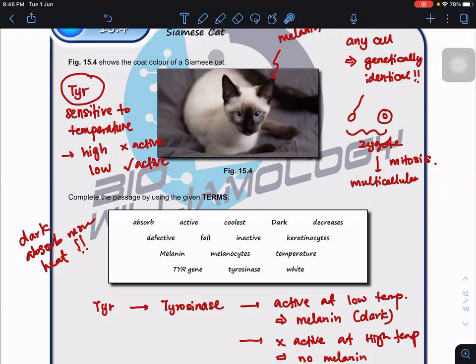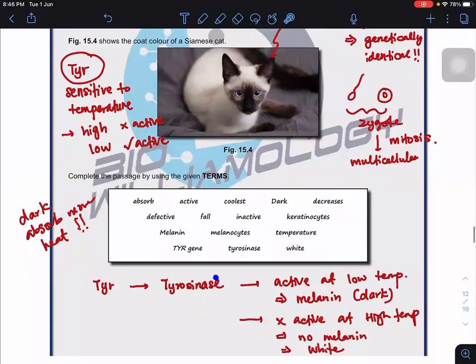And when this cat grows older and older, you can see that the body color starts to turn from white to darker and darker. Why? Because when they grow older, the metabolic rate is lower. So they generate less heat energy, and the core body temperature decreases. When the core body temperature decreases, the tyrosinase is now sensitive to the low temperature and becomes active. So eventually the whole body of the cat becomes black.